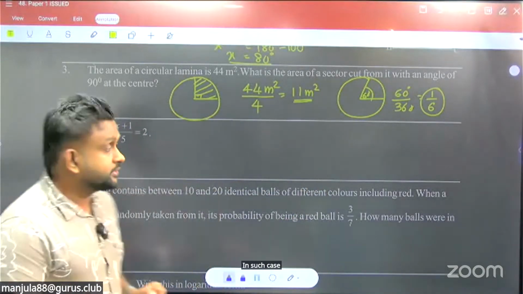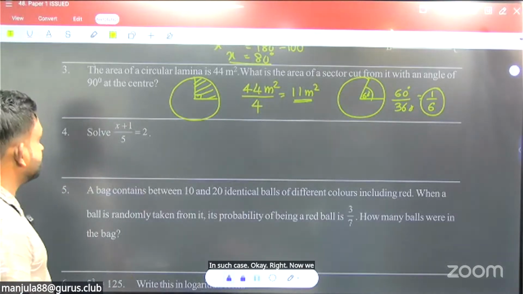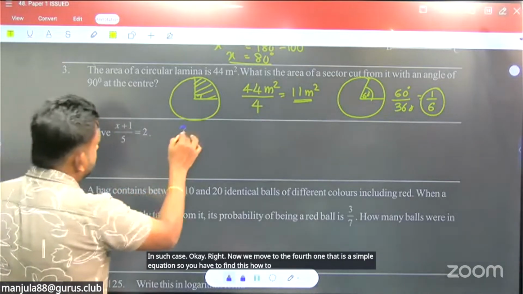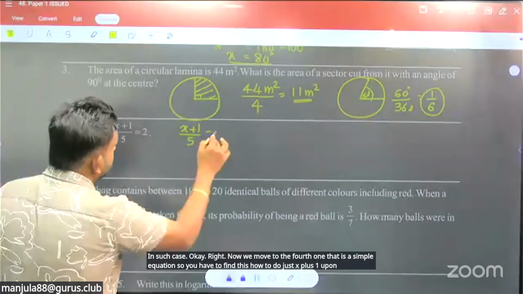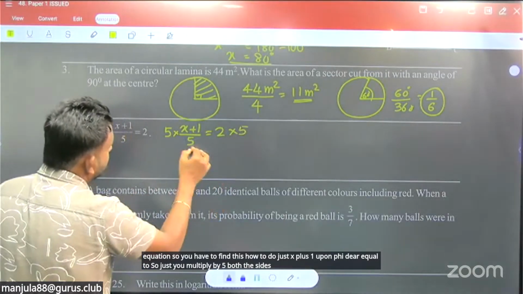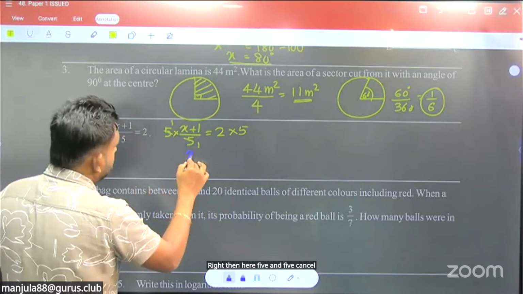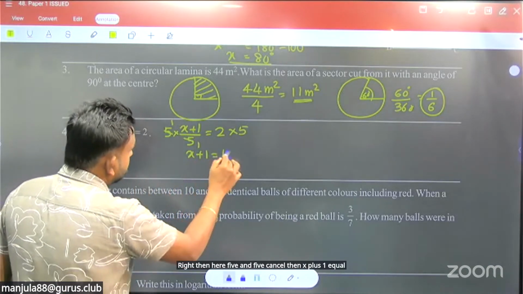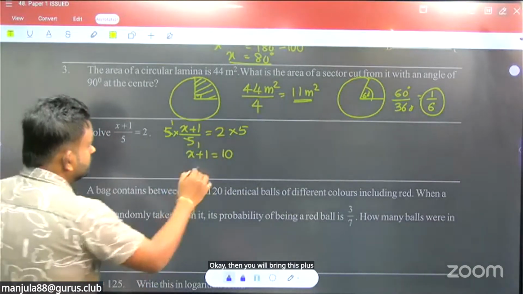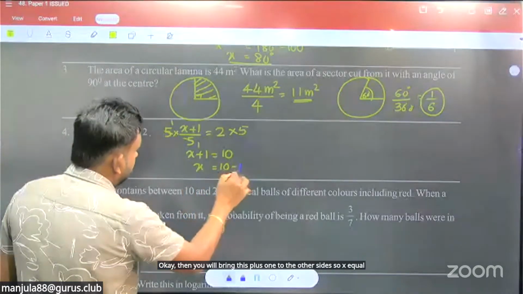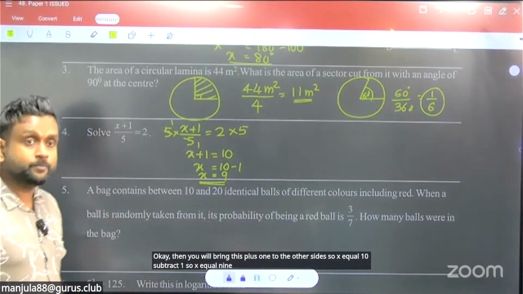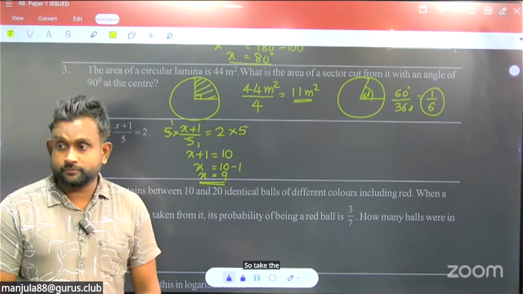Okay, right. Now we move to the fourth one. That is a simple equation, so you have to find x. How to do it? x plus 1 upon 5 is equal to 2. So just multiply by 5 on both sides. Then the 5 and 5 cancel. Then x plus 1 equals 2 into 5, that is 10. Then you bring this plus 1 to the other side. So x equals 10 subtract 1. So x equals 9. Take the answer x equals 9.